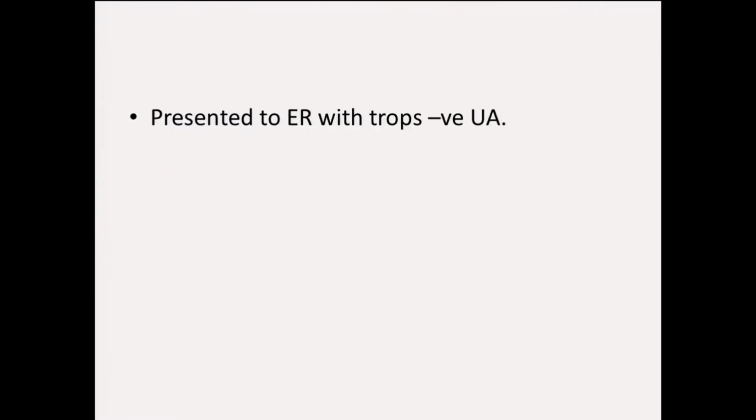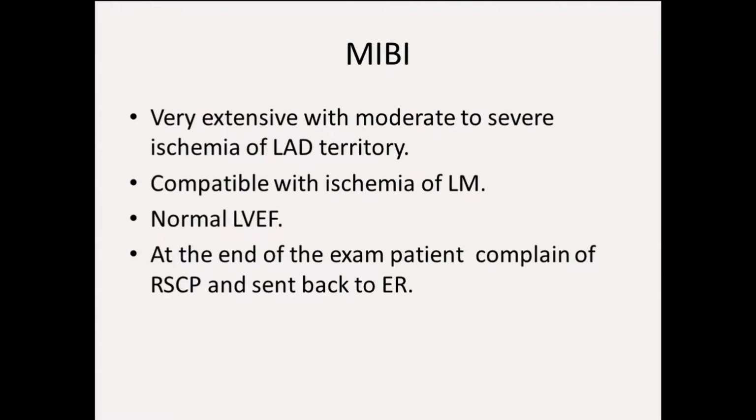So he presented to our emergency with troponin negative unstable angina, and the story was typical in terms of the angina, so we scheduled him for a MIBI. That did show a very extensive ischemia, with moderate to severe ischemia in the LAD territory, which was compatible with left main disease. He had normal LV function, and at the end of the exam, the patient did have retrosternal chest pain, so he was sent directly back to the emergency department.